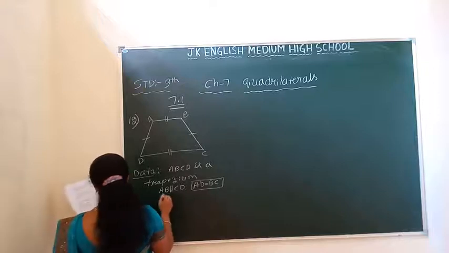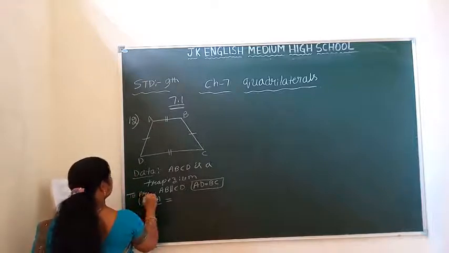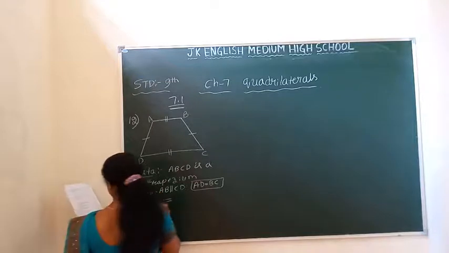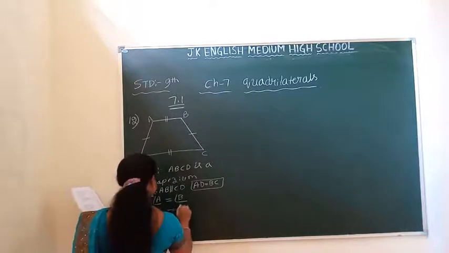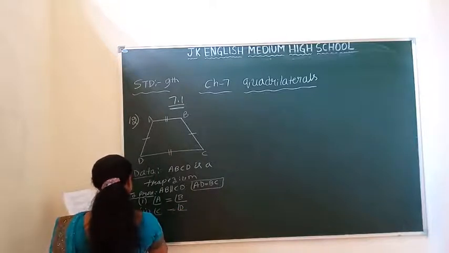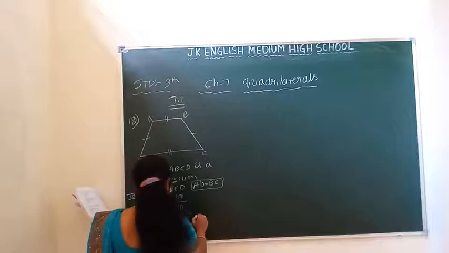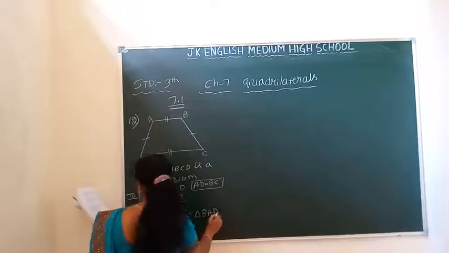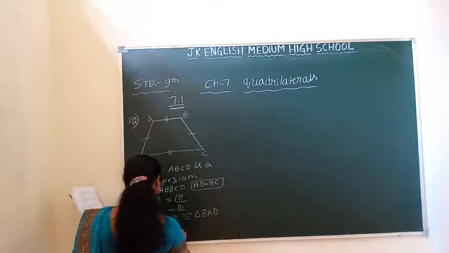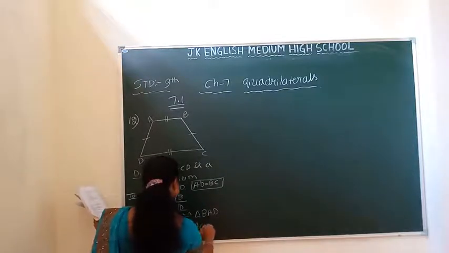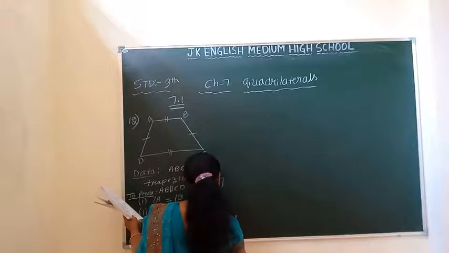Then I have to prove the following. First, angle A is equal to angle B. Then angle C is equal to angle D. Then triangle ABC is congruent to triangle BAD. And the fourth one, diagonal AC is equal to diagonal BD. I have to prove it.